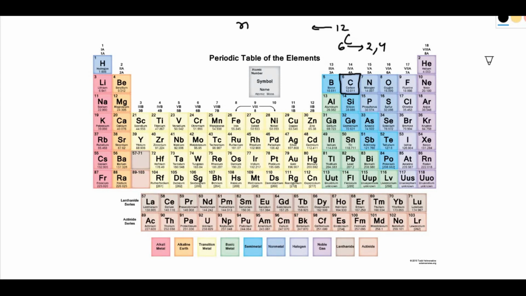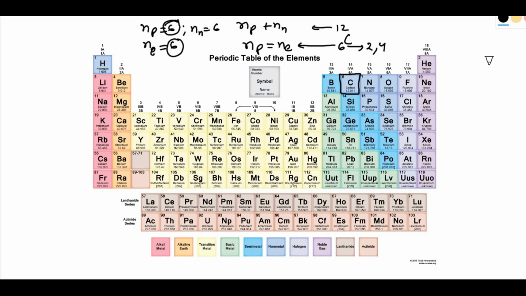Mass number means number of protons plus number of neutrons. 6 means number of electrons. Whatever is the number of electrons, that means that is the number of protons. So here in carbon there are 6 protons, 6 electrons and 6 neutrons. So 6 electrons are well held by 6 protons.